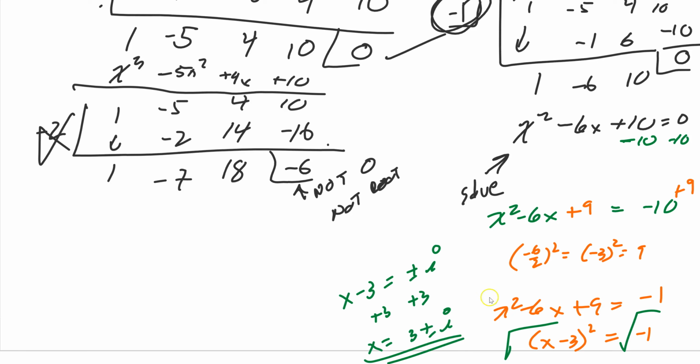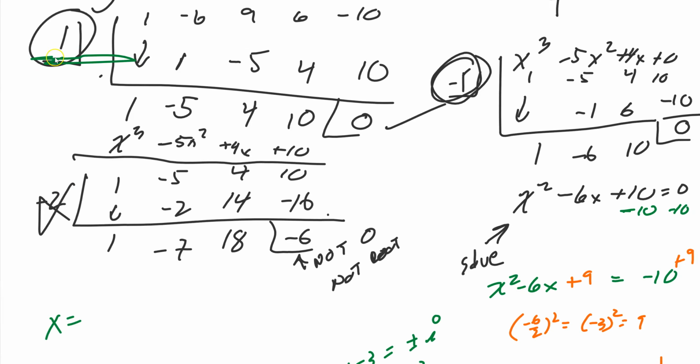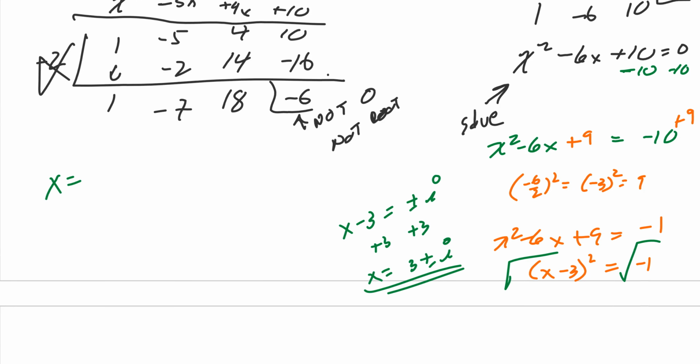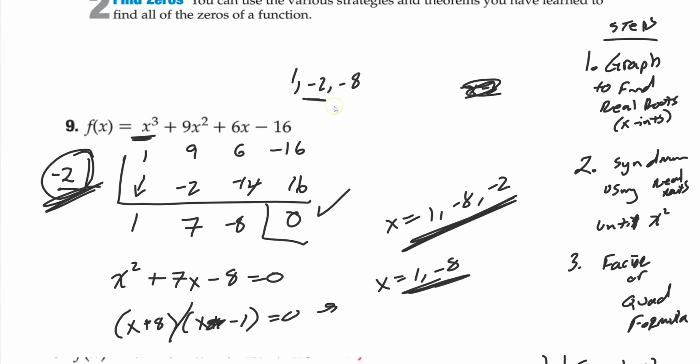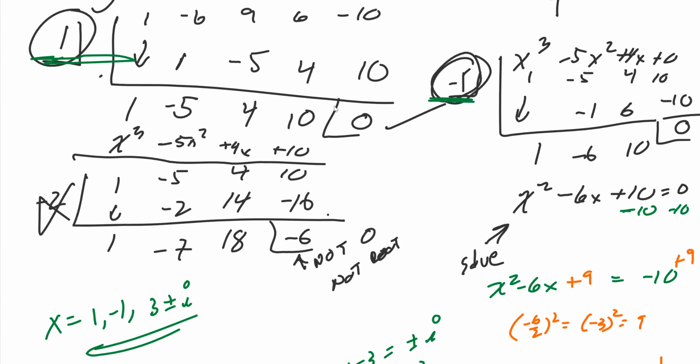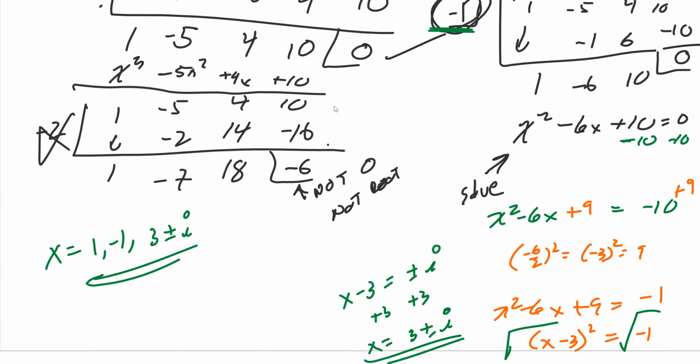So there's my last 2 roots, right? All 4 roots: 1 was the first one I found, then negative 1, and now 3 plus minus i. So 1, negative 1, 3 plus and minus i. All 4 roots. And again, that's why we have a process. We can't just graph it and put the answers down, because sometimes you're going to have imaginary numbers, and those are not going to show up on the graph. So you have to do a process.